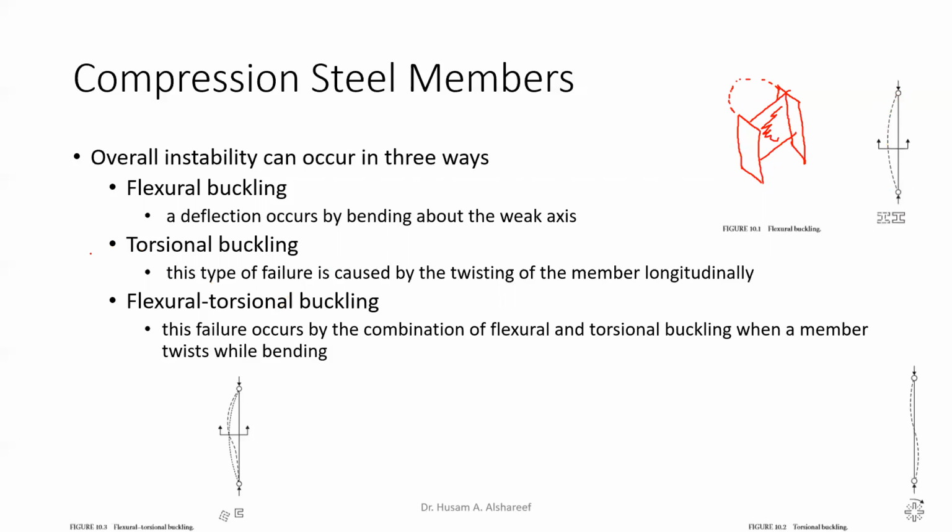So the second failure mode is the torsional buckling. Torsional buckling is the scenario when we have load applied on this side and we have resistance going in the other direction, then your failure will be in this way. And the third one is a combination, the flexural-torsional buckling, which is a combination between this one and this one here. So it'll buckle in this mode.